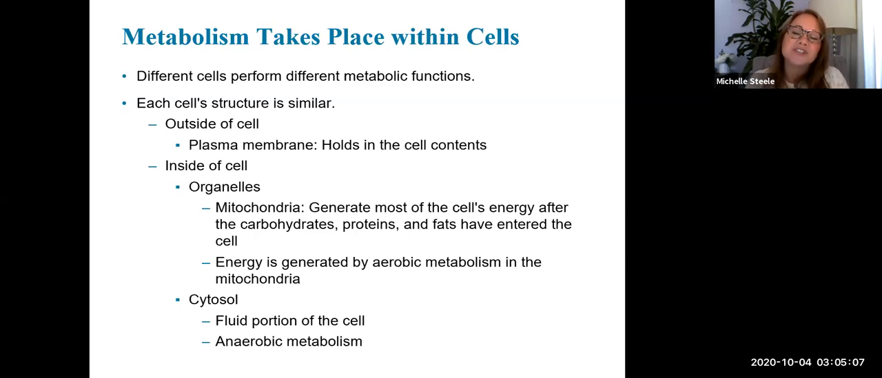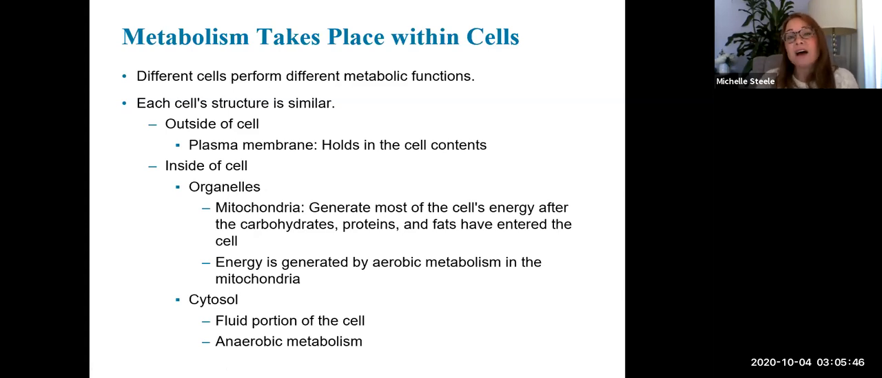The energy is generated in the mitochondria by aerobic metabolism, meaning it requires oxygen in the mitochondria to carry out that energy yielding process. We also have something on the interior of the cell known as cytosol. This is the fluid portion of the cell, and within the cytosol, any reactions that are taking place are anaerobic reactions. So this is anaerobic, meaning without oxygen. This is metabolism that's carried out without oxygen.